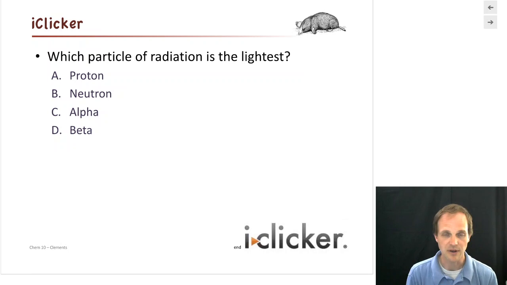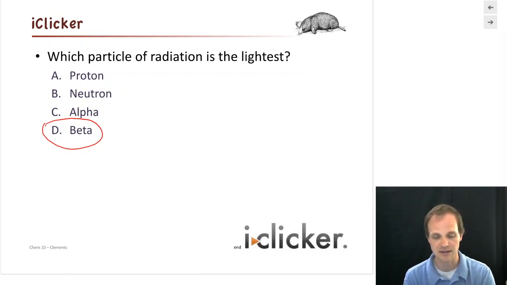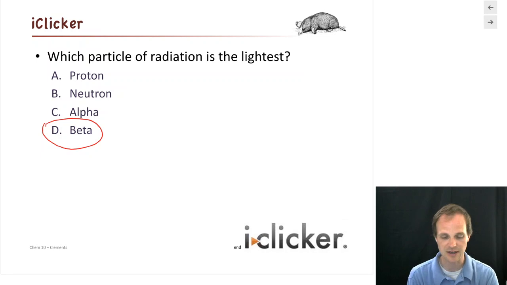And what did you come up with? Well, a proton has a mass of 1 AMU, a neutron has a mass of 1 AMU, an alpha particle, that's a helium, has 2 protons, 2 neutrons for a mass of 4, but a beta particle is an electron. And if you remember, electrons are tiny. They're 1/1000th the mass and size of a proton and neutron, and so the beta particle is the lightest type of nuclear radiation particle.